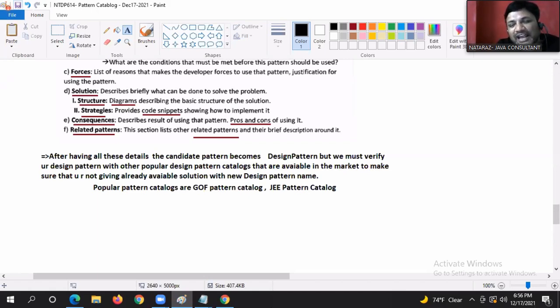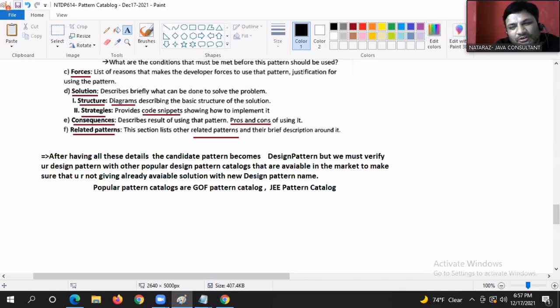Okay. X person has got a problem. That problem is related to object creation. Tell me, will he search in all 30 patterns or will he search only in 10 patterns? For his problem, while finding a solution, will he search in all 30 patterns or only in 10 patterns?